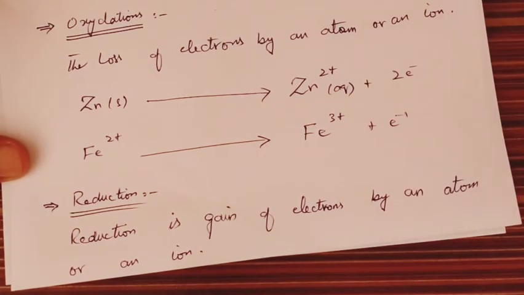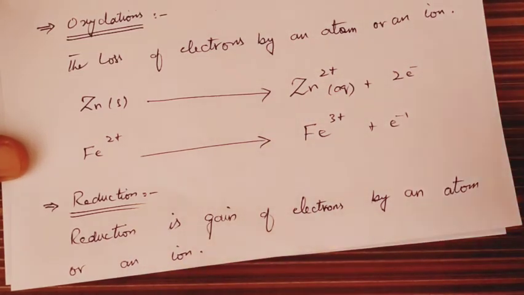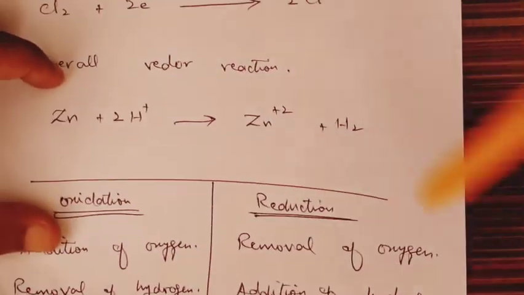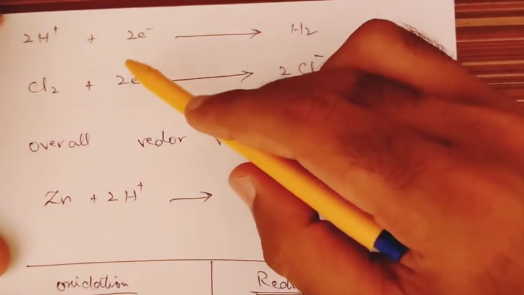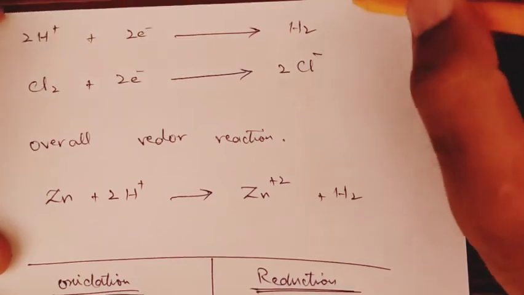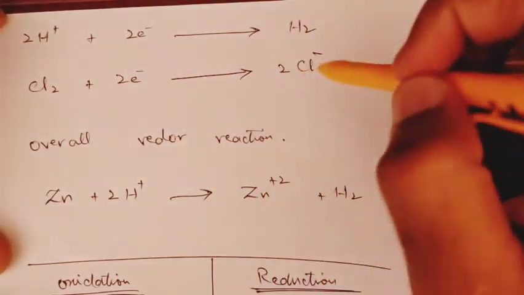Further we will discuss reduction. The loss of electrons by an atom is known as oxidation, and the gain of electrons by an atom is known as reduction. Here we will further discuss two examples of the reduction process. The hydrogen ion gains 2 electrons to produce hydrogen gas. Here it's reduced. And the chlorine gas gains 2 electrons to produce 2 chloride ions.